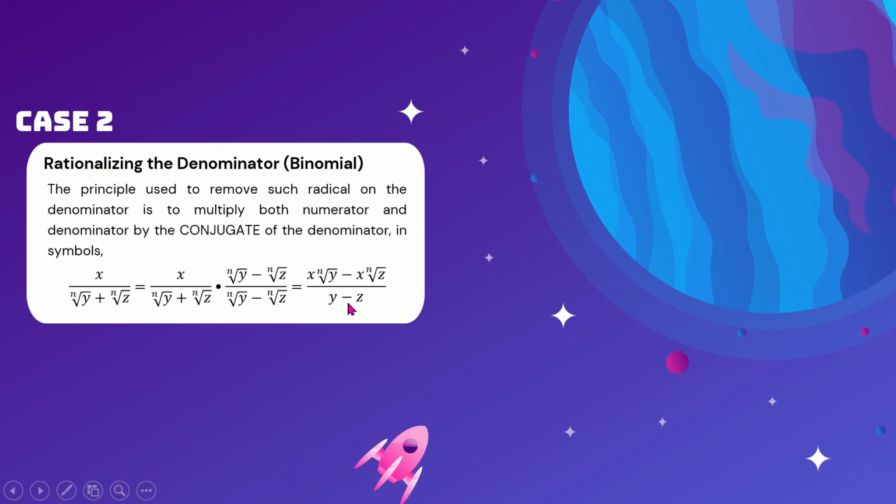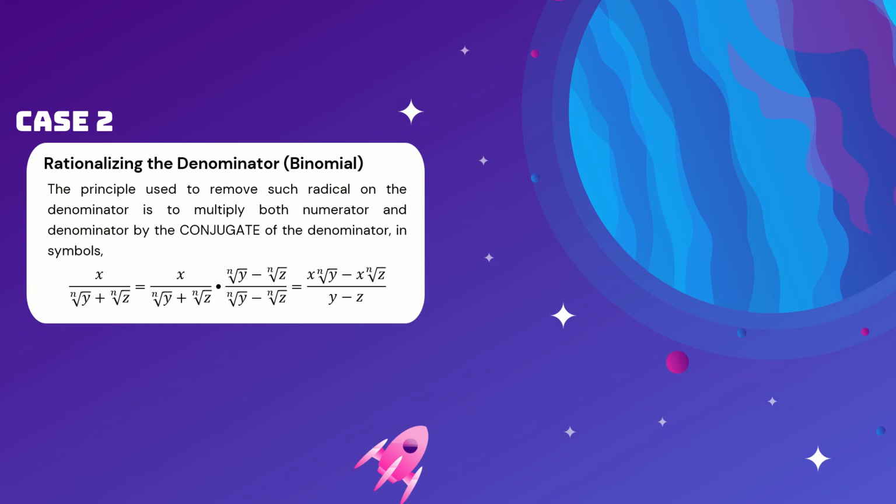While for the product in the denominator, if we recall from Module 7, multiplication of binomials that are conjugate to each other, we follow the difference of two squares: the square of the first term minus the square of the second term, and the result is y minus z.